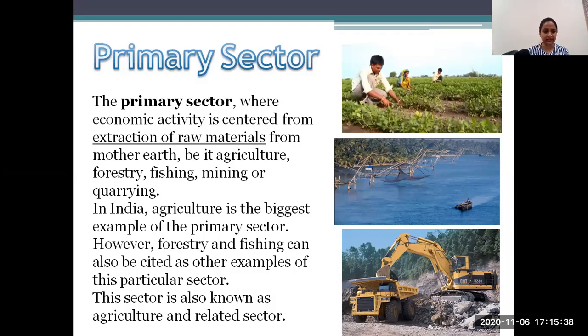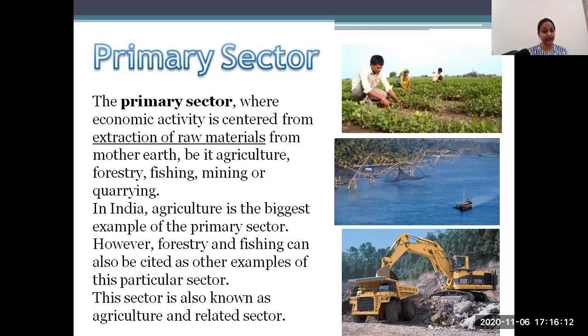What is the primary sector? As in the pictures you can see, people are doing something which is related to nature. In the first picture, they are doing agricultural activities. Then there is fishing happening. Then we can see the mining activities. So basically, any economic activity which is centered on extraction of raw materials from Mother Earth. It can be agriculture, fishing, mining, forestry, or quarrying. This is known as primary sector.